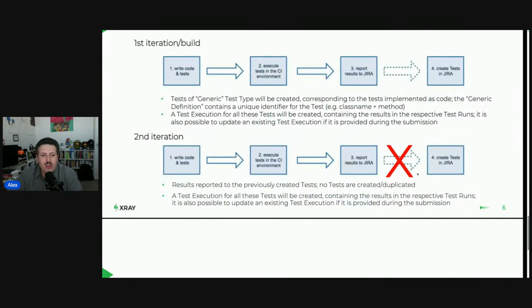All right, second iteration. As the results are reported from the previously created tests, no tests are created or duplicated. A test execution for all these tests will be created, containing the results in the respective test runs. It is also possible to update an existing test execution if it is provided during the submission.